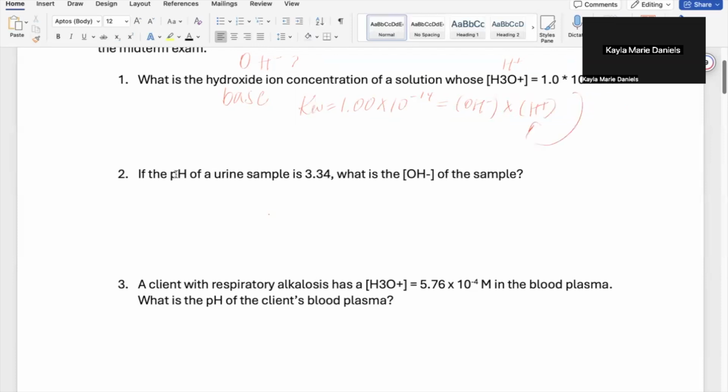So we'd have OH minus equals 1.0 times 10 to the negative 14th divided by 1.0 times 10 to the negative 10th, which should give us 1.0 times 10 to the negative 4th.